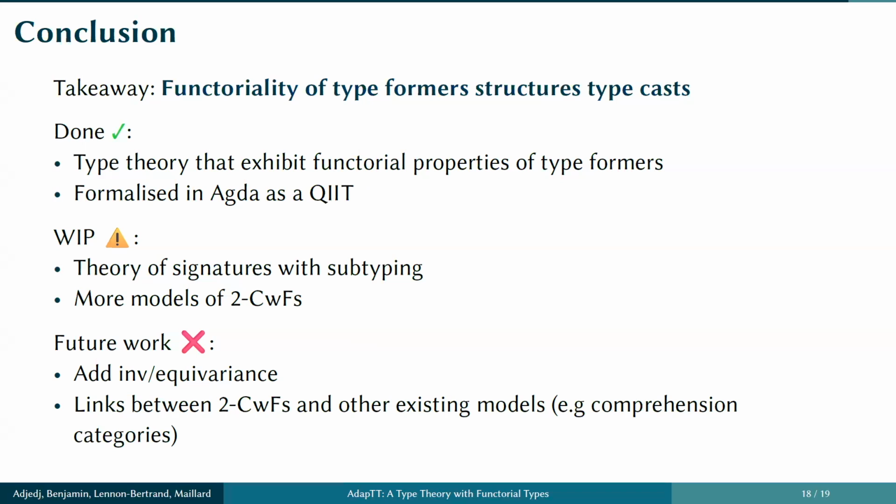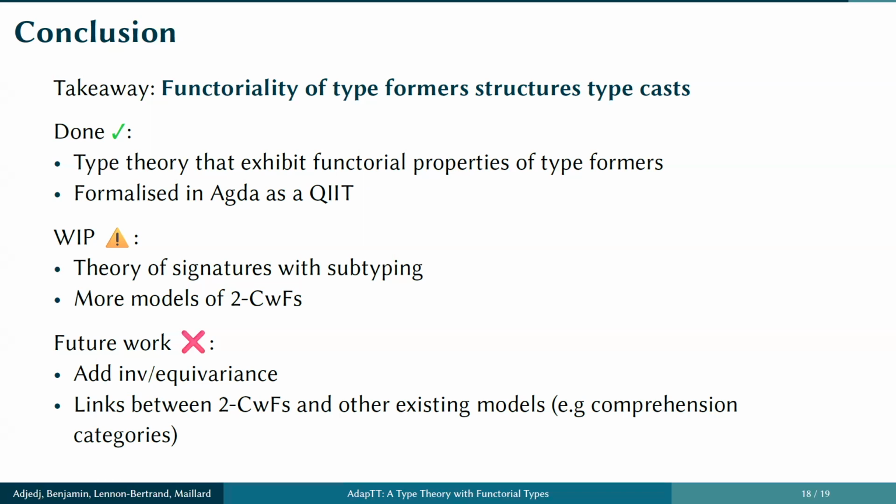What we're still working on is the theory of signatures, the theory of signatures with subtyping. Again, we still need to work on the recursors. And we also want to have more potential models of our new 2CWS than just our new AdapTT, which is really just the initial model of all this.